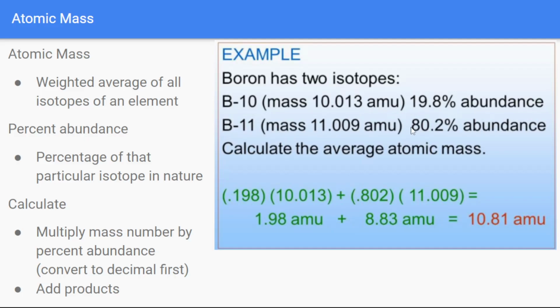You do the same thing for both isotopes. So boron 11 has a mass of 11.009 and an abundance of 80.2%. Again, we move the decimal to the left twice to get 0.802. Multiply that by the mass. And so you have, for boron 10, 1.98, and then boron 11 is 8.83. Add those together and you have an atomic mass of 10.81.